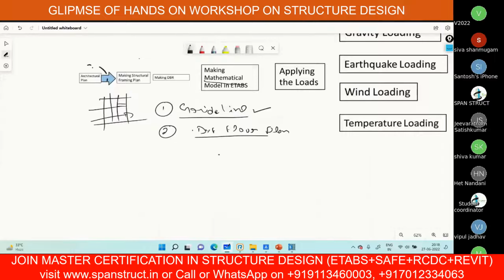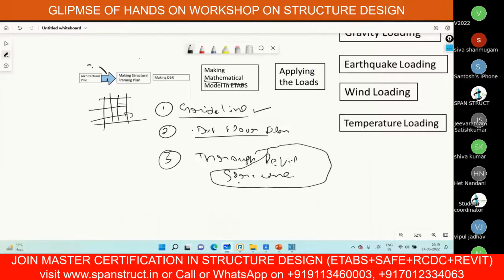So third, you can create the mathematical model through Revit software also, Revit Structure software. Have you heard this name before, Revit Structure? Yes, sir. So through Revit Structure, you can create the mathematical model. Now you will ask how we can create a mathematical model for ETABS through Revit. This is possible because Revit has developed an extension called CSI Revit.